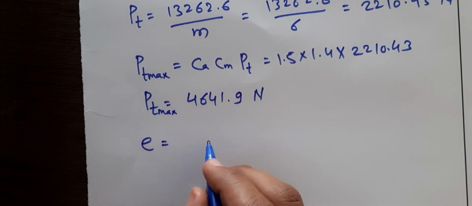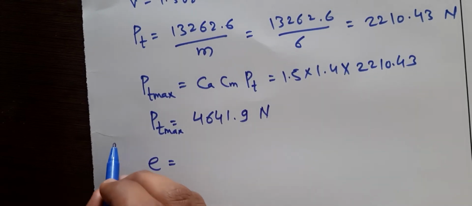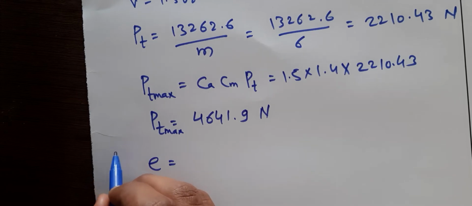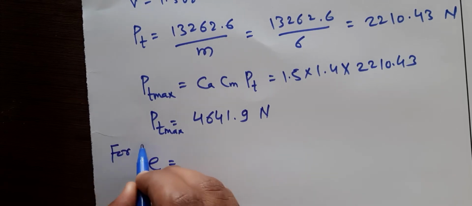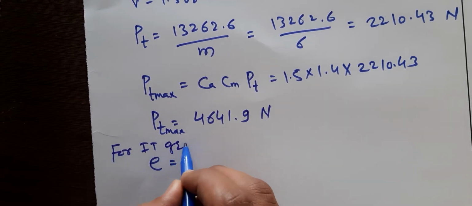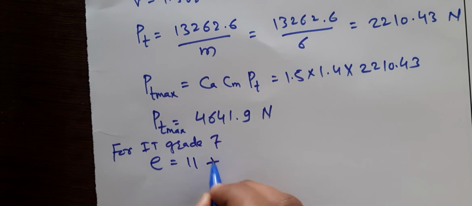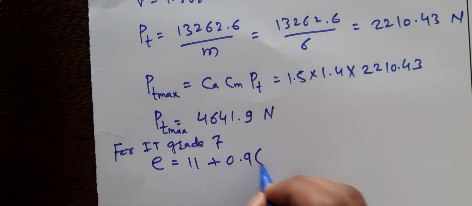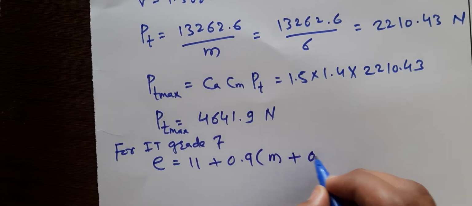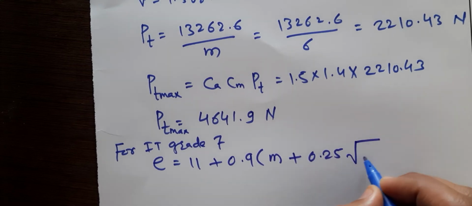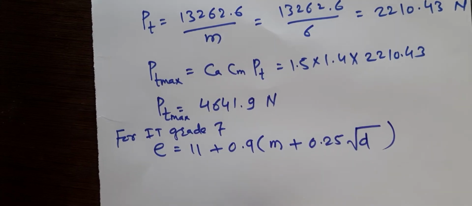Small e is nothing but the pitch error. According to the IT grade, we have different formulas of pitch error. I have already shared all the formulas with you. For IT grade 7, the formula of pitch error is e equal to 11 plus 0.9 module plus 0.25 under root D.